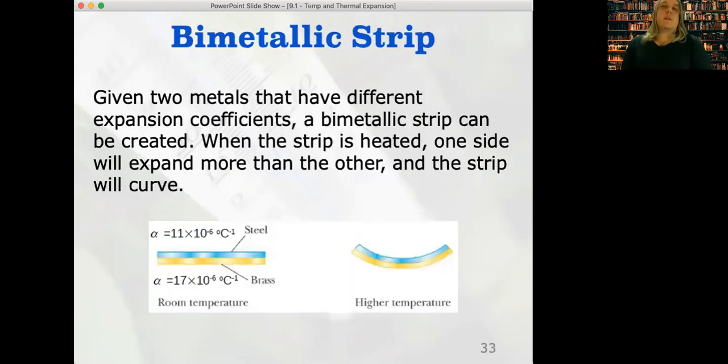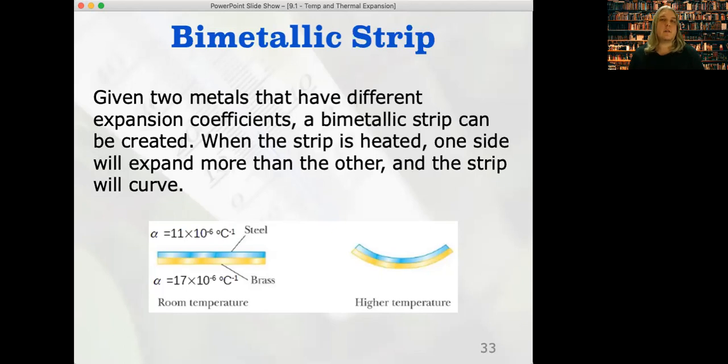A common use, this is just often used as an example, is for differing coefficients of expansion. If you've got two materials with different expansion coefficients, so in the picture here, steel has an alpha of 11 times 10 to the negative 6 per Celsius, and brass has 17 times 10 to the negative 6 per Celsius. That means that as the temperature changes, they've been forged into one strip. Right? So we've got a layer of steel and a layer of brass, but it's been merged into one solid object that's now half steel, half brass.